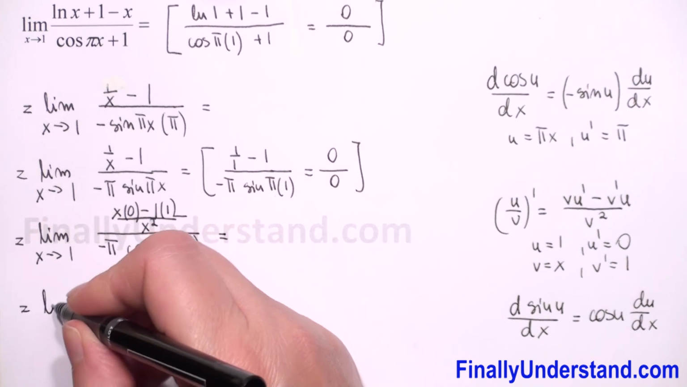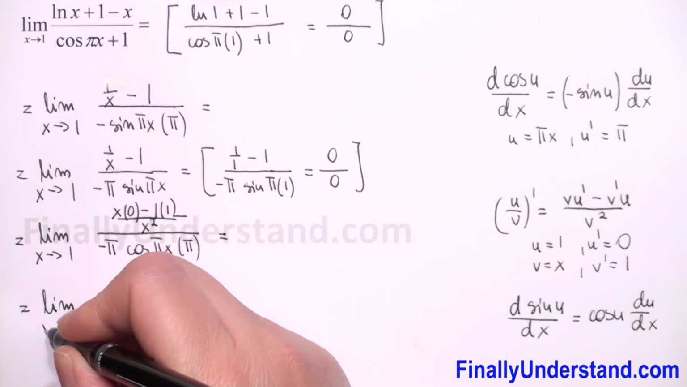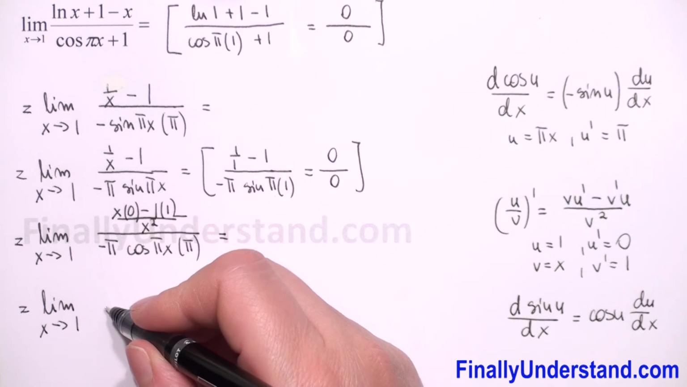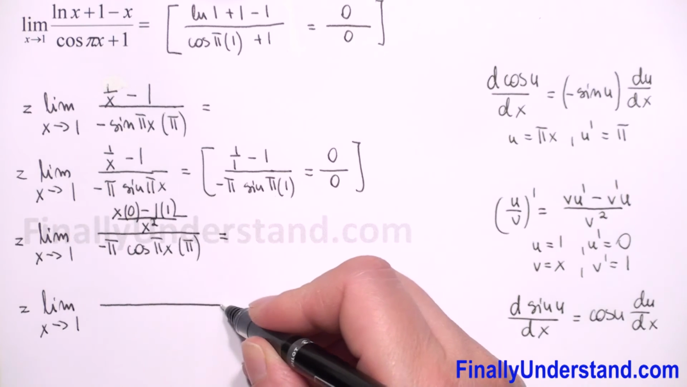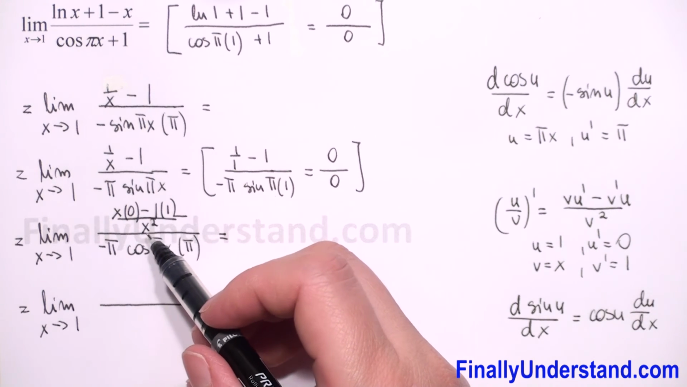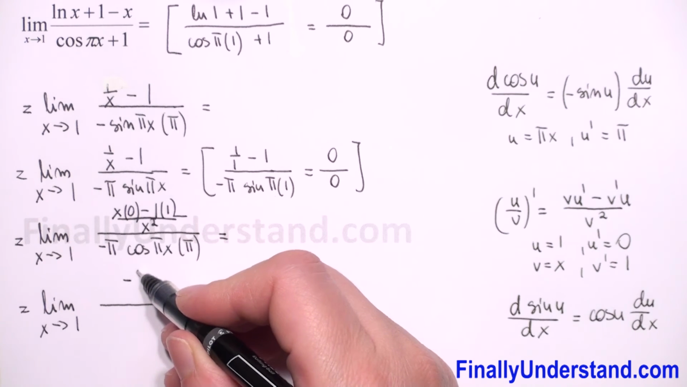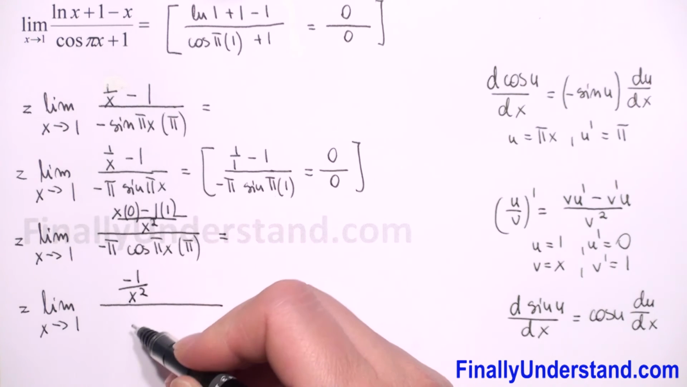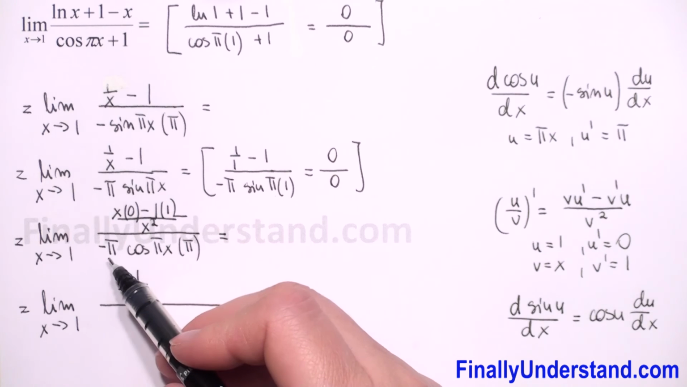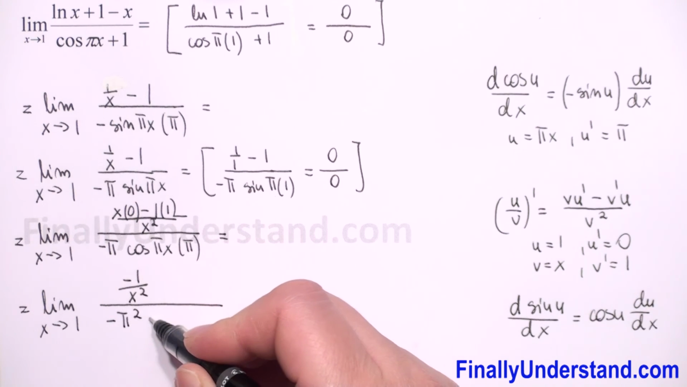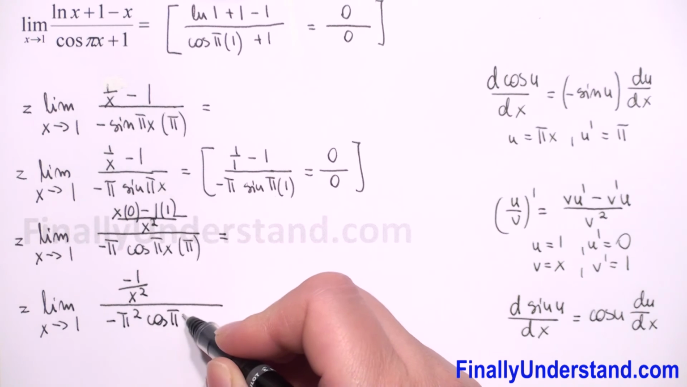We have limit as x approaches 1 and in numerator we have x times 0 is 0, so we have negative 1 over x squared. In denominator we have negative pi times pi is negative pi squared cosine pi of x.